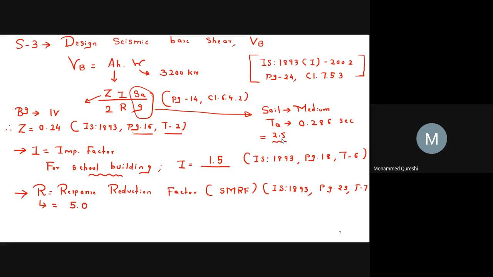Now, we will put all the values in this equation, that is VB equals AH into W. So, AH equals Z by 2 into I by R into SA by G. We got the value of Z as 0.24, value of I is 1.5 and value of SA by G is 2.5. 2 into response reduction factor as 5.